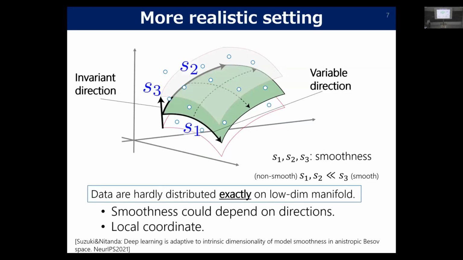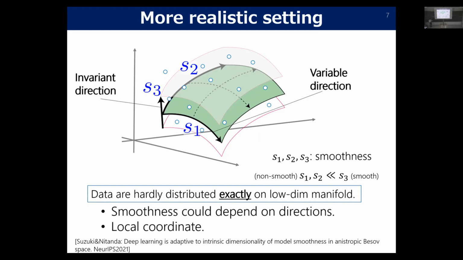But this is a little bit restrictive, because the data must be distributed exactly on the low dimensional manifold. If the data is a little bit outside of the manifold, such an analysis cannot be applied. Therefore, I would like to consider a slightly extended situation. For example, let us consider a situation where the data has some noise, so the data can easily be outside of the manifold. And maybe you can consider some data augmentations.